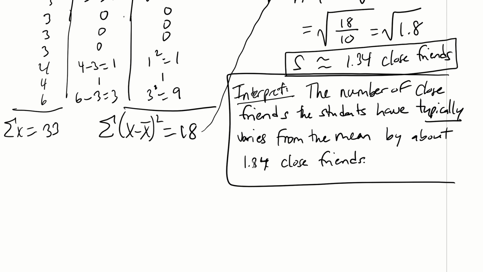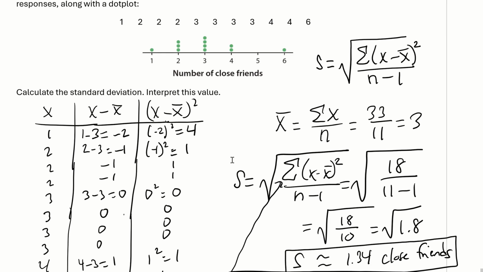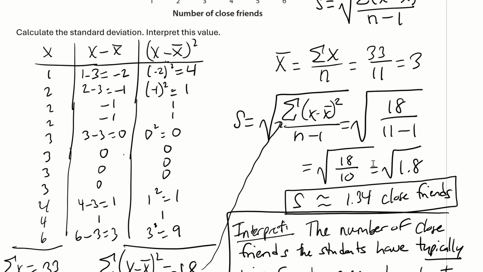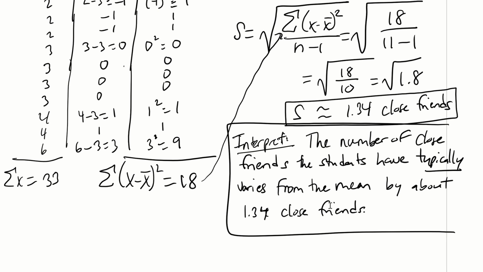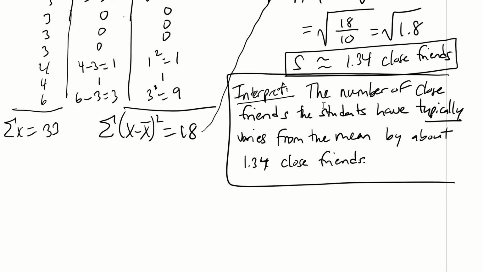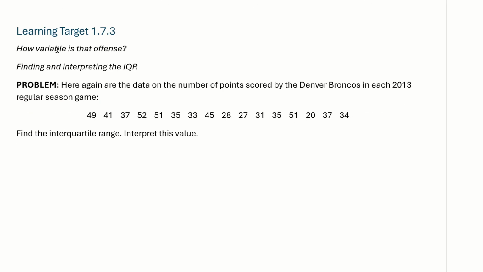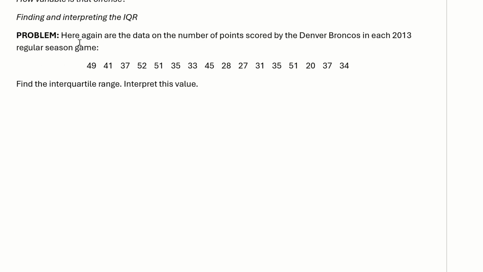Okay. All right, so there's your standard deviation. That's probably the hardest calculation that students will need to do, and then interpret. That's the most involved calculation. Okay. All right, so 1.73, how variable is that offense? So we're going to find and interpret the IQR.